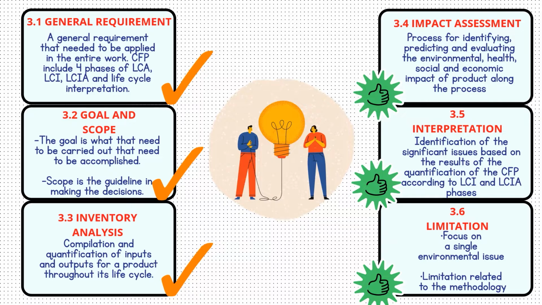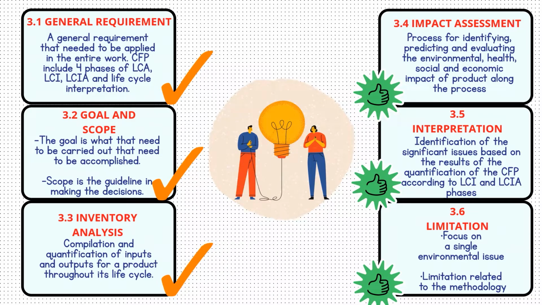There are 6 parts that we learned in Part 3, which are general requirement, goal and scope, inventory analysis, impact assessment, interpretation and limitation. First, a general requirement that needs to be applied in the entire work. CFP includes 4 phases of LCA, LCI, LCIA, and life cycle interpretation. Goal is what needs to be carried out, what needs to be accomplished, while scope is the guideline in making the decisions of a project.